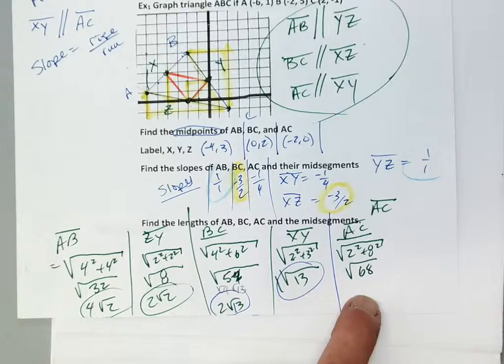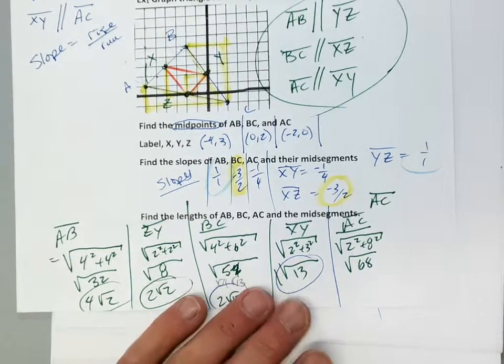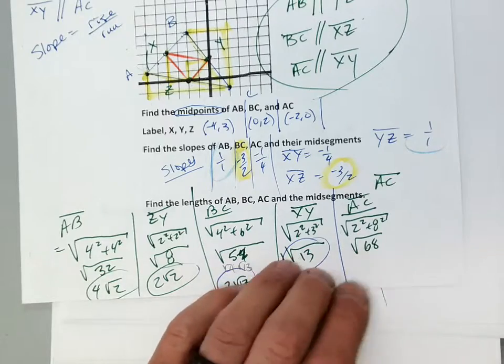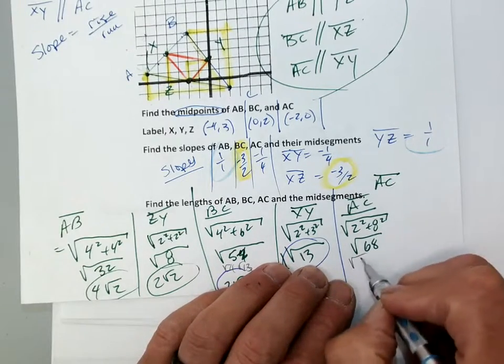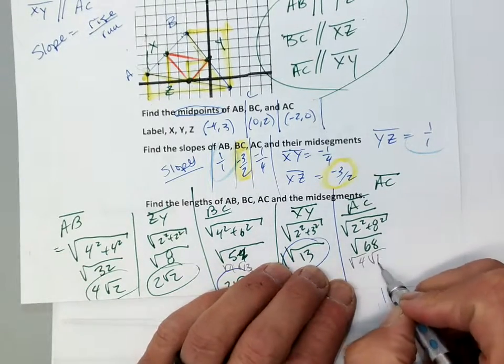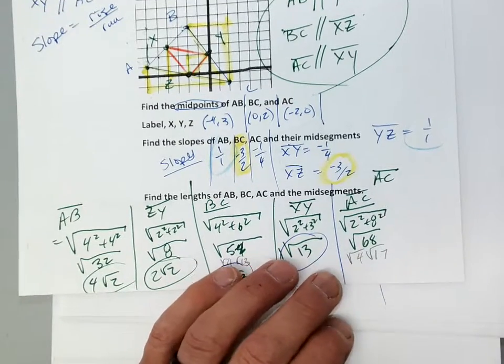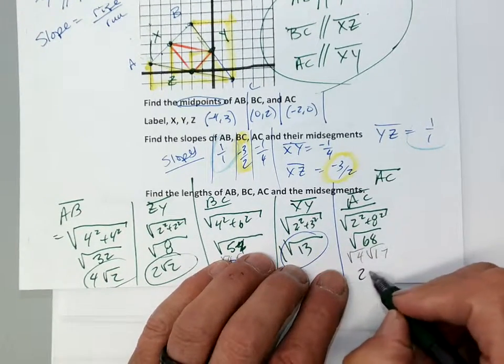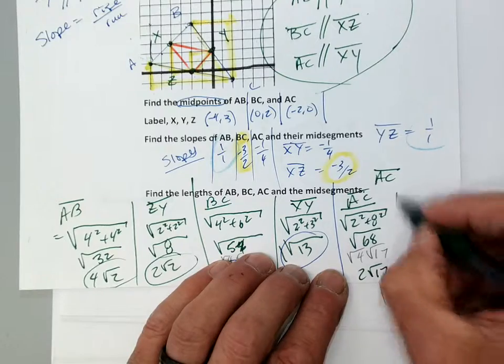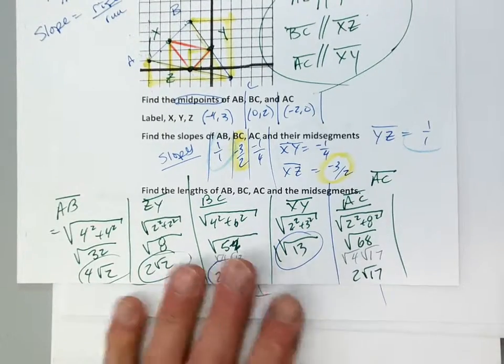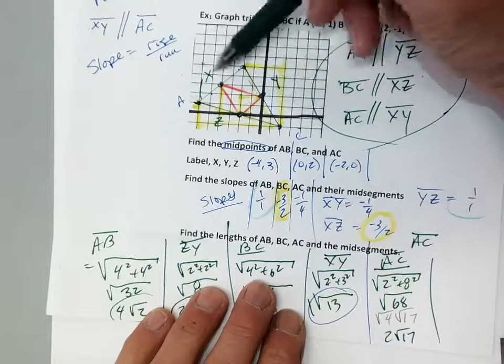I think 68 divides by 4. Oh yeah. So this will reduce. I'll show you my little reducing. It'll reduce to square root of 4, square root of 17. It really does, which makes 2 square roots of 17. And finally, if this is AC, then let's check out XY.